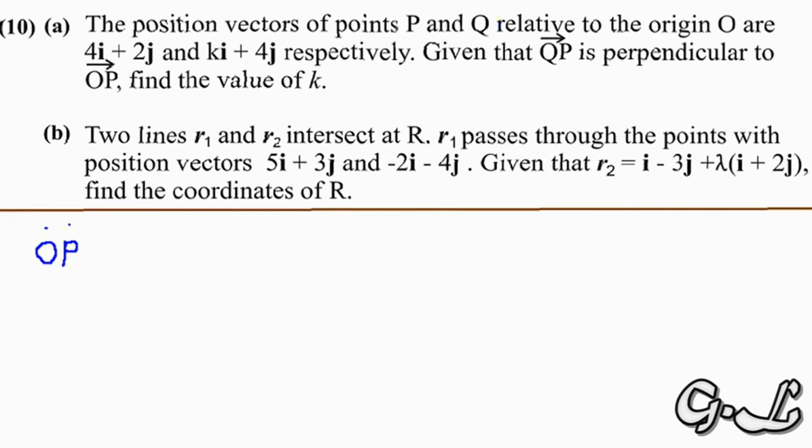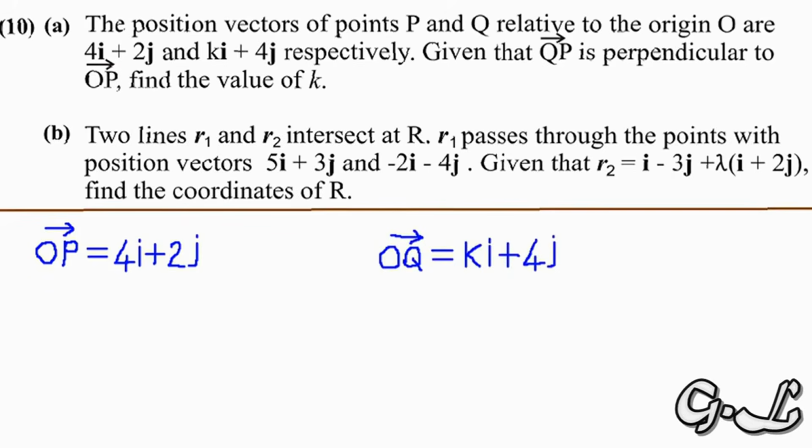The vector OP is 4i plus 2j. And then what about the vector OQ? Q is also relative to the origin O, so it is going to be OQ. OQ is equal to ki plus 4j.